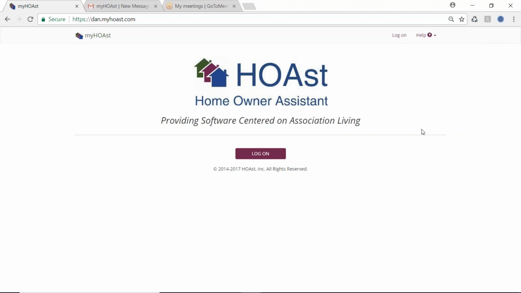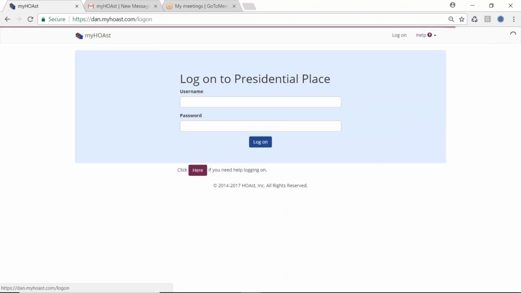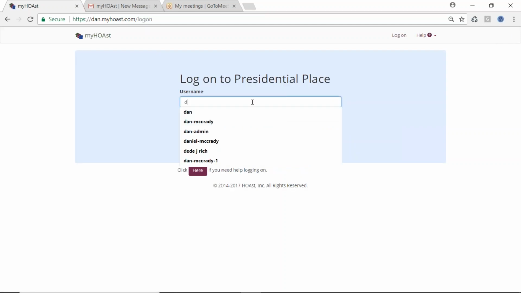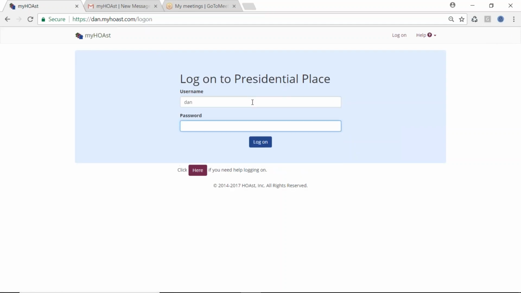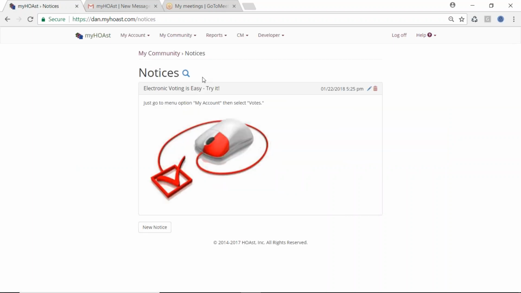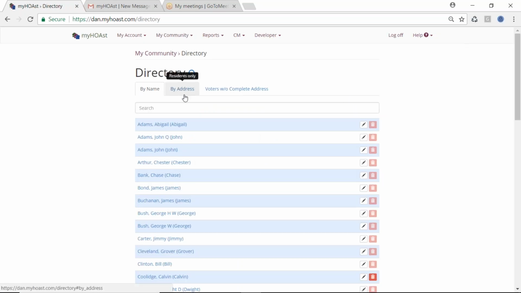In this demo, we will be looking at the directory and the information available there. First, I will log on as a member of leadership, and that's because a lot of data is hidden from the average member, but a leadership person can actually see even private phone numbers and private information. So I'll go here to My Community and Directory, and I see the names of those in the community.